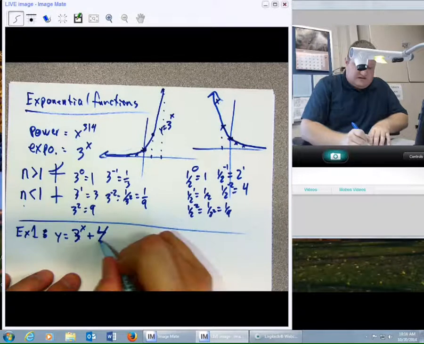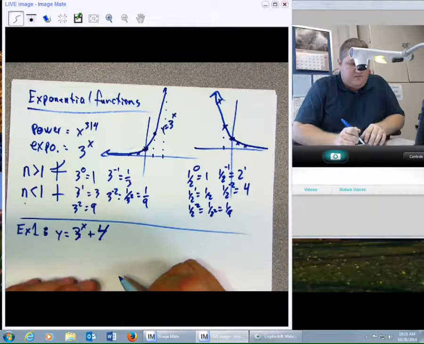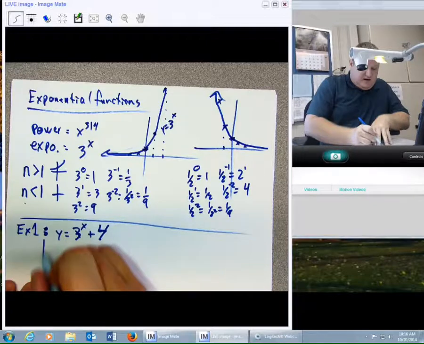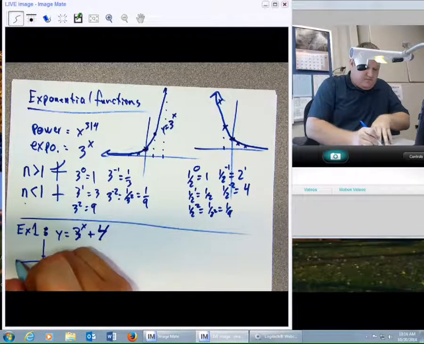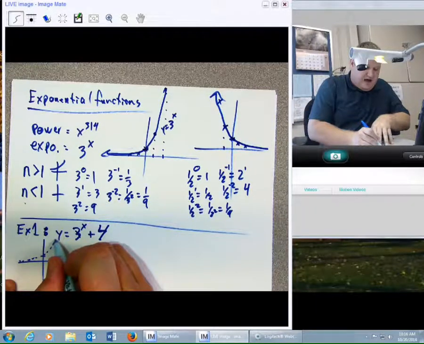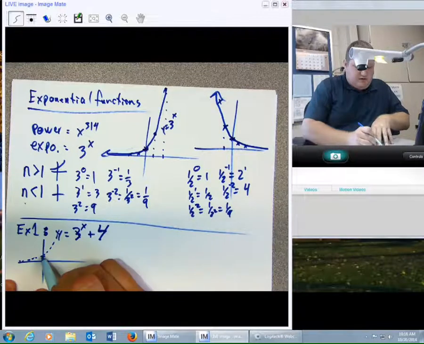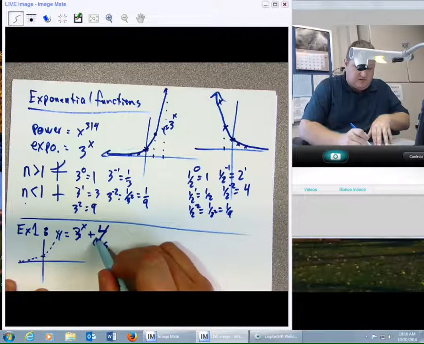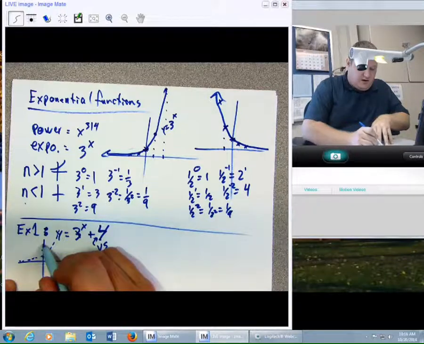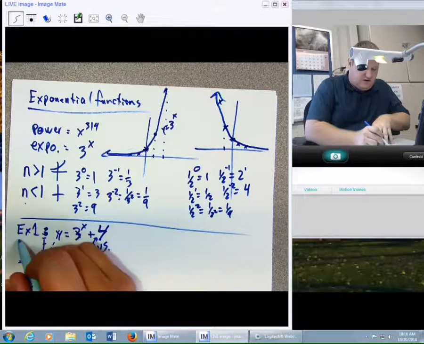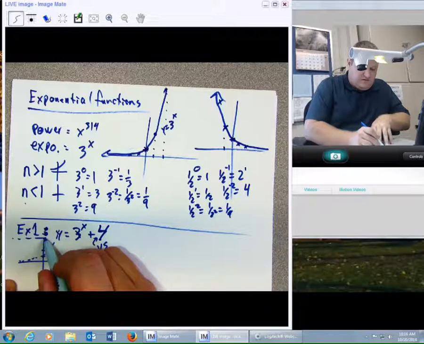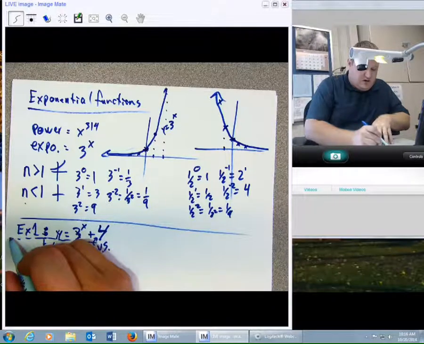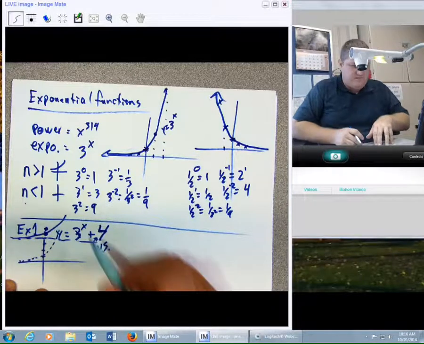Let's go 3 to the x plus 4. In this case, we're going to have our standard 3 to the x graph, but instead of going through 1, it's now been vertically shifted using our same rules up 1, 2, 3, 4, so it's actually going to cross at 5. So the new 0 is at 4 and it crosses through 5.